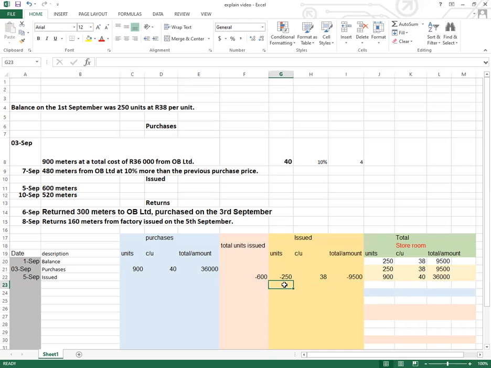Okay. From this 600, we issued 250, which means from the 900 we're going to issue 350 units at 40 Rand. 350 plus 250 is equal to 600 units. 900 units minus 350 units, which means we have how many units in our storeroom? 550.